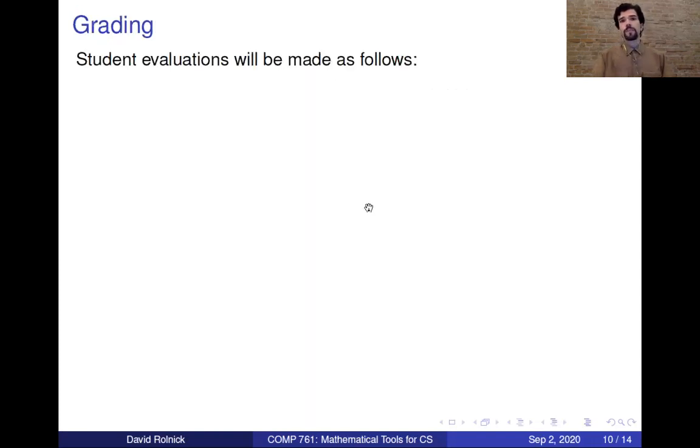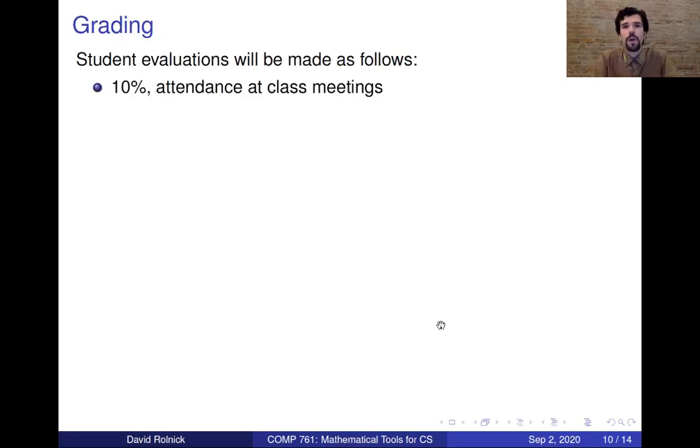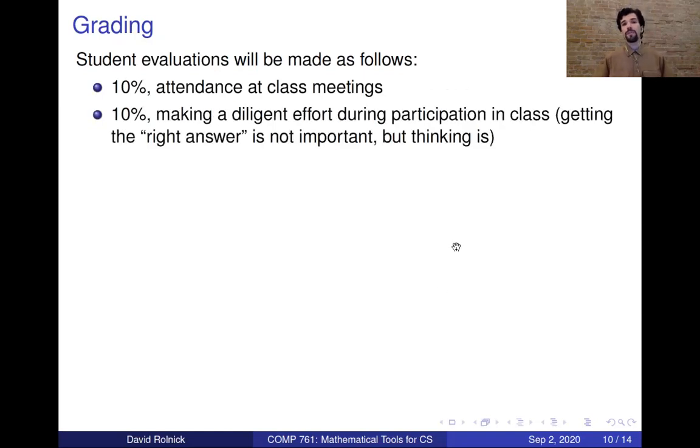Grading. So the evaluations will be made as follows. 10% of the grade will be attendance at class meetings, with one exception, which I'll get to in a moment. And 10% will be participation in class. Now, that does not mean making smart answers during class. It means making an effort during class. So right answers, not important. Thinking, important. I encourage everyone to participate either by raising your hand and saying something or asking a question.